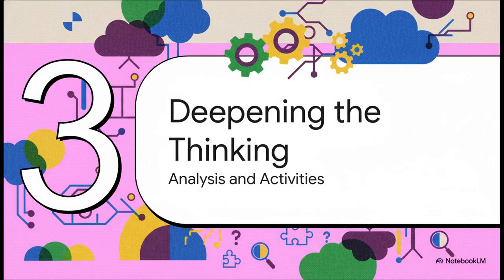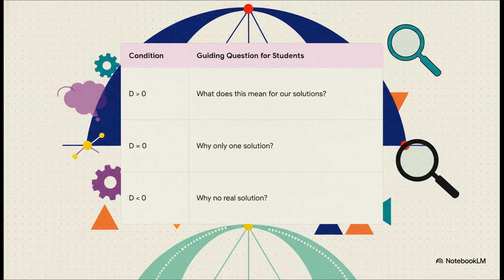So we've activated the concepts, we've got them hooked. Now, let's look at some activities to take that analytical thinking even deeper. The discriminant, that b squared minus 4ac part of the formula. So often, this is just taught as a set of rules to memorize. Let's flip that. Let's present it as an investigative tool. So instead of telling them what a positive result means, we let them explore why a negative discriminant means the solutions have kind of vanished from the graph.